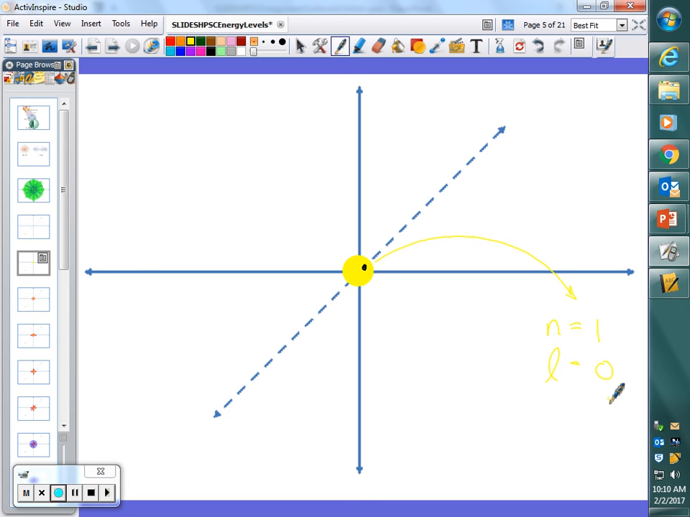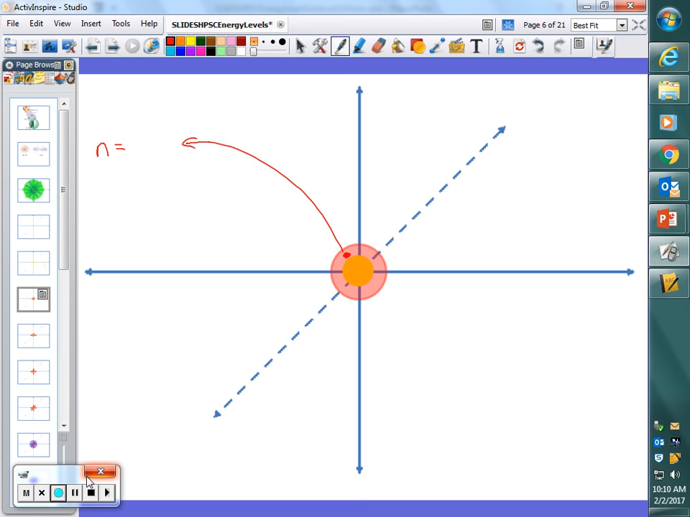All right. Good for starters. Let's move out one. Let's talk about my red sphere. And let's say we have an electron right there in that red sphere. We change colors. And we said that that relates to the energy level, or the principal energy level.